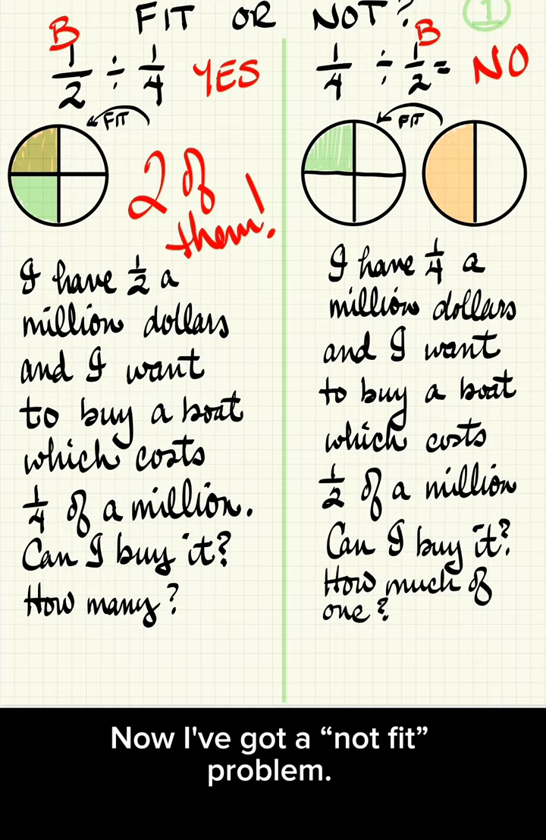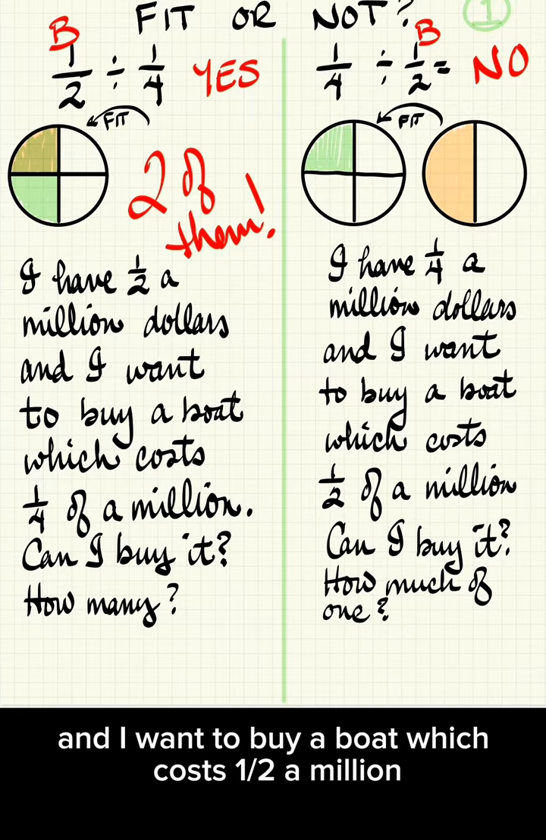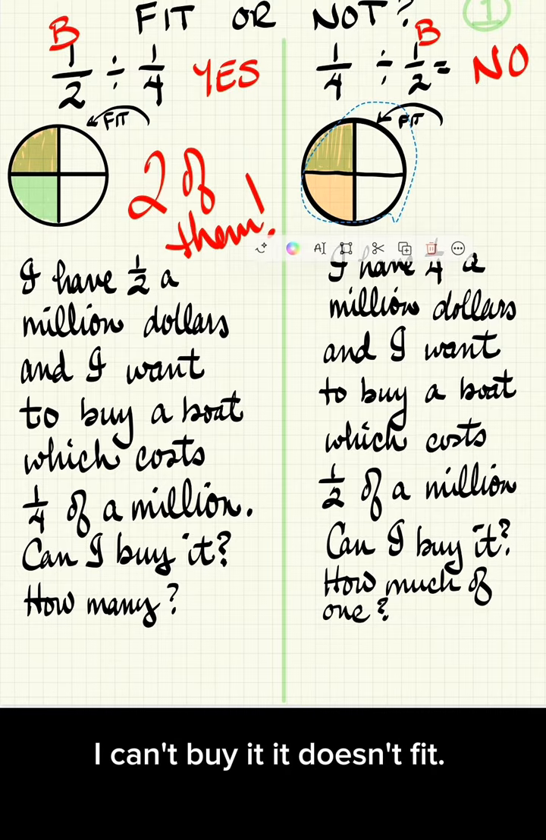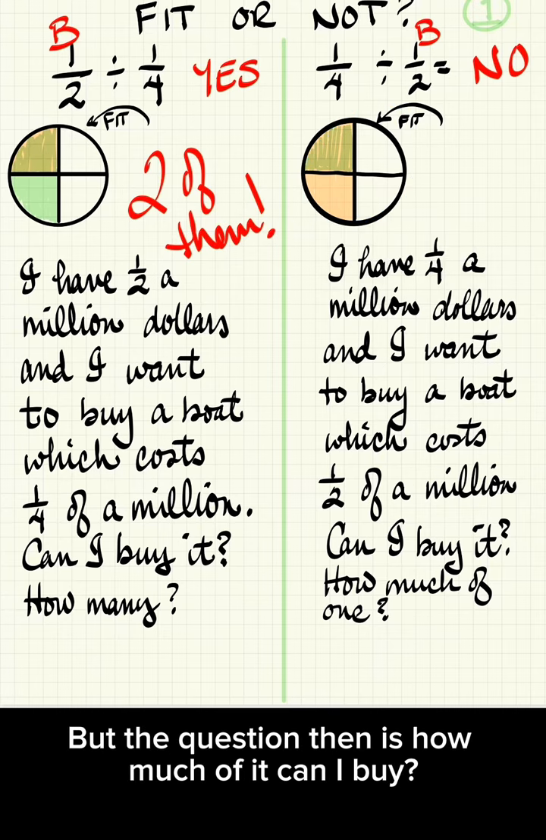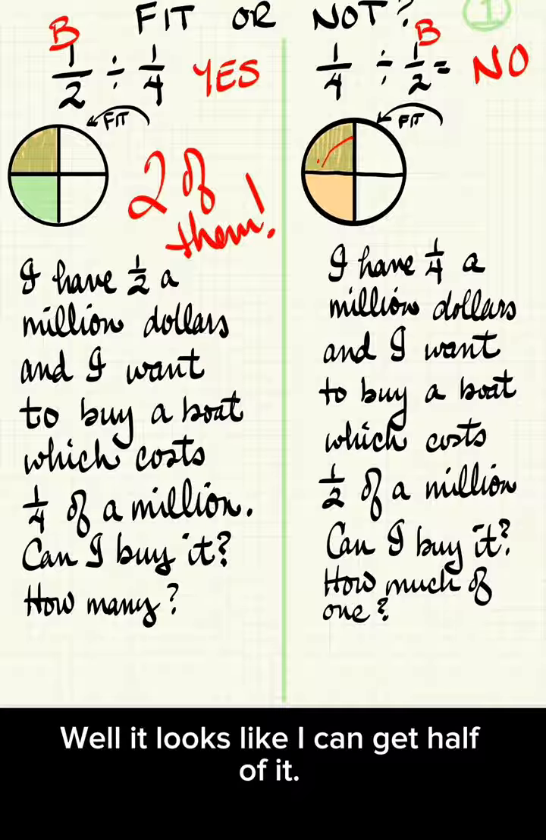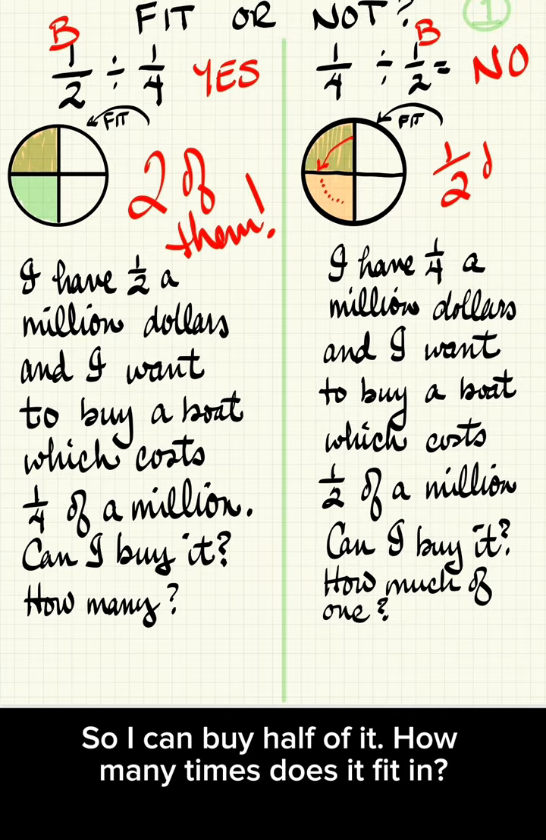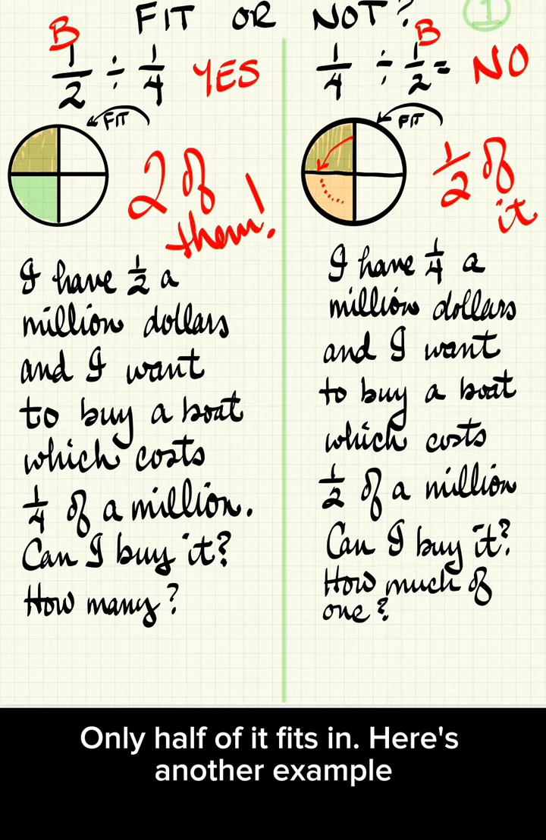Now I've got a not fit problem. I have $250,000 and I want to buy a boat which costs $500,000. Well, I'm out of luck. I can't buy it. It doesn't fit. But the question then is, how much of it can I buy? Well, it looks like I can get half of it and then I run out of money. So I can buy half of it. How many times does it fit in? Only half of it fits in.